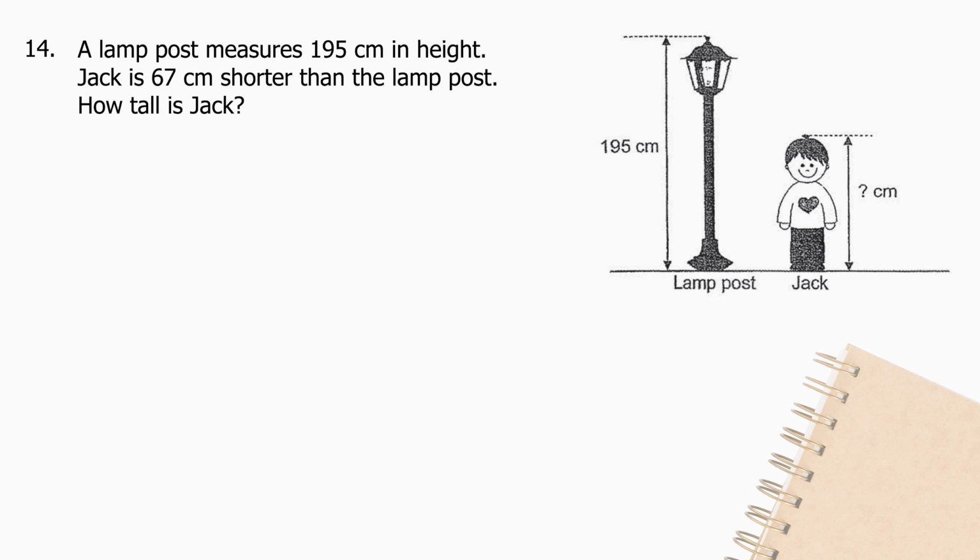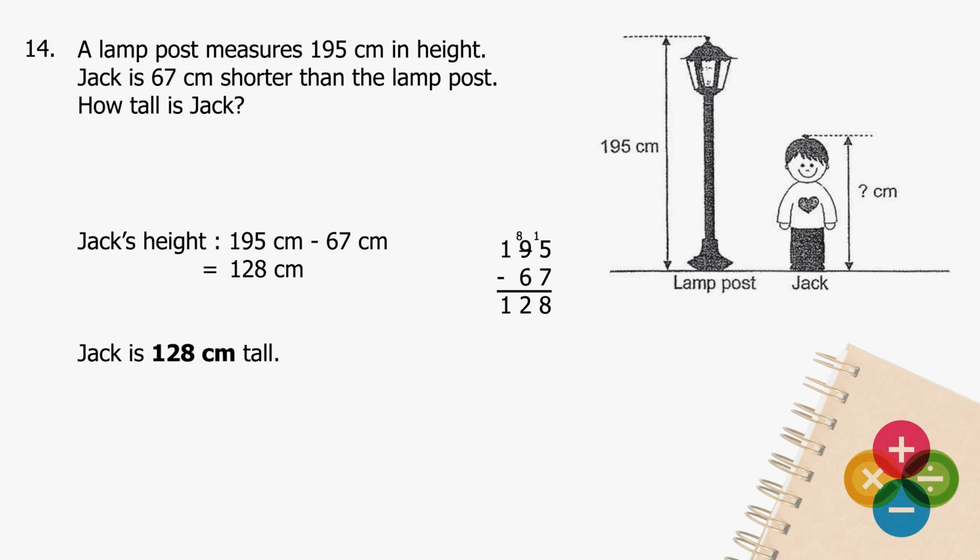Question 14. A lamp post measures 195 cm in height. Jack is 67 cm shorter than the lamp post. How tall is Jack? Jack's height will be subtract 67 cm from 195 cm, and the difference is 128 cm. Jack is 128 centimeters tall.